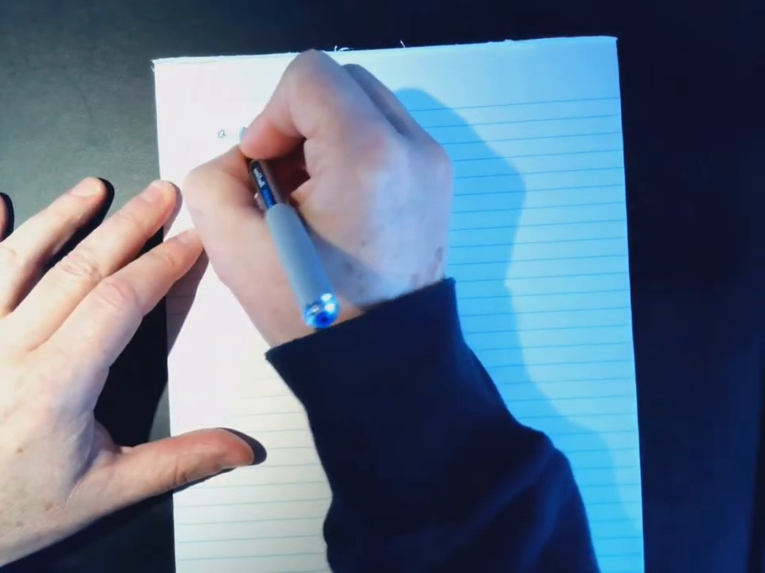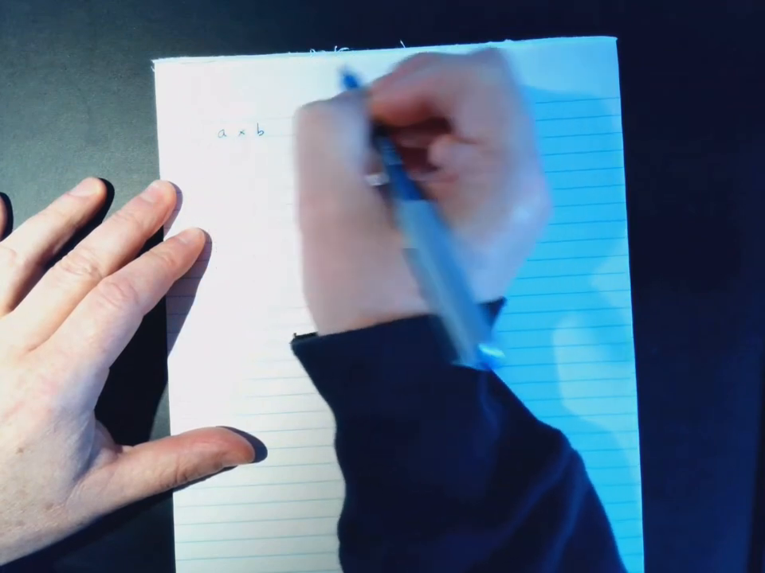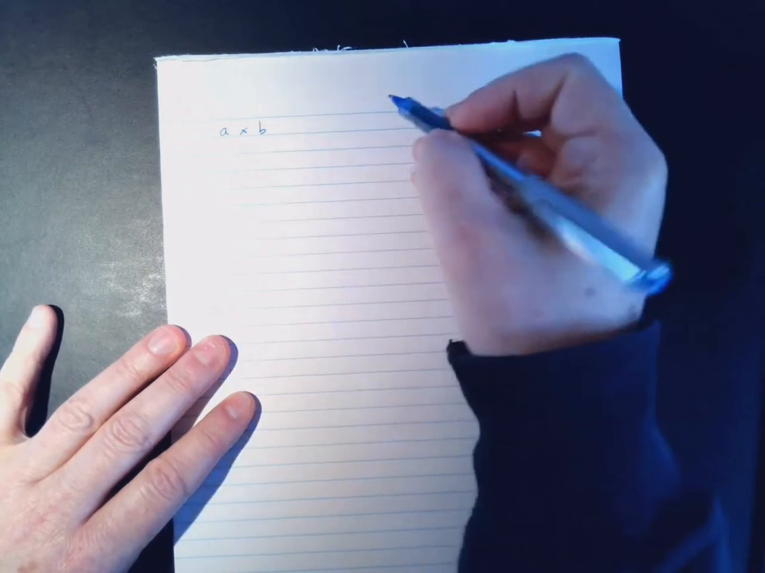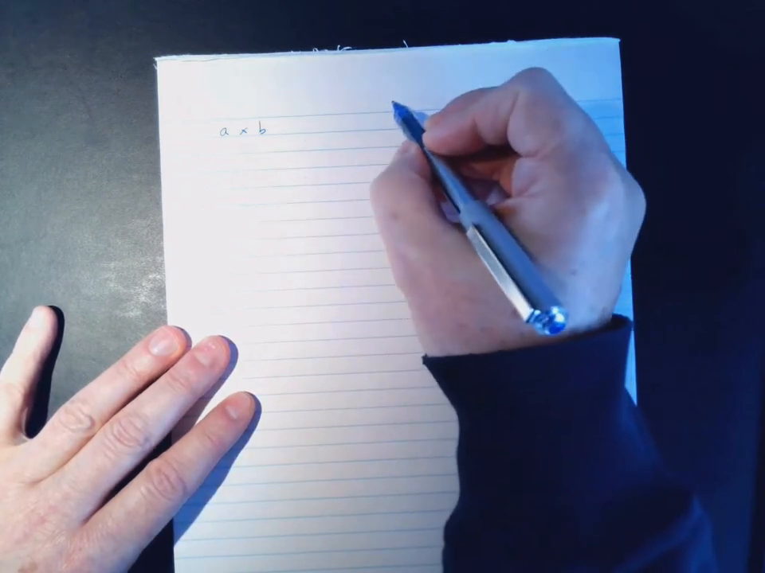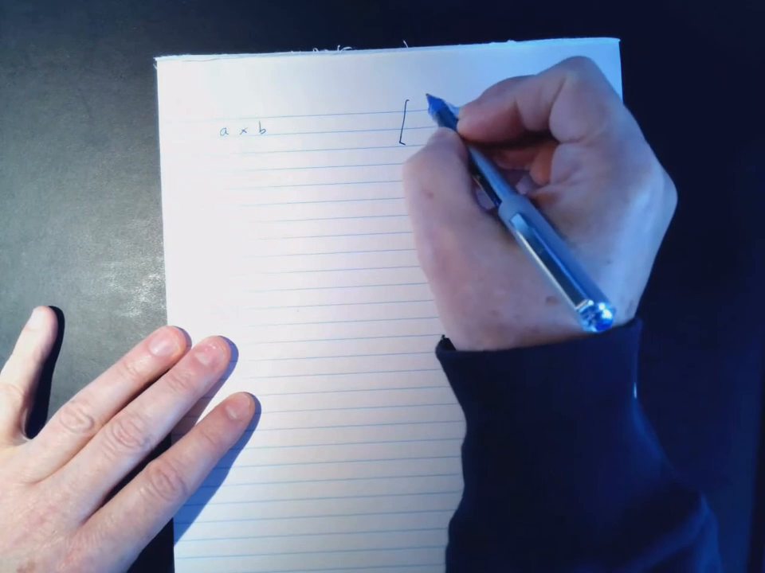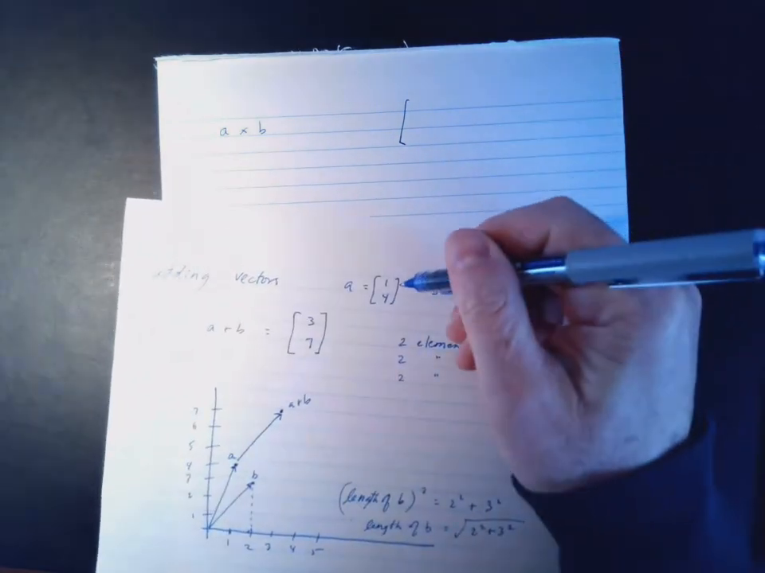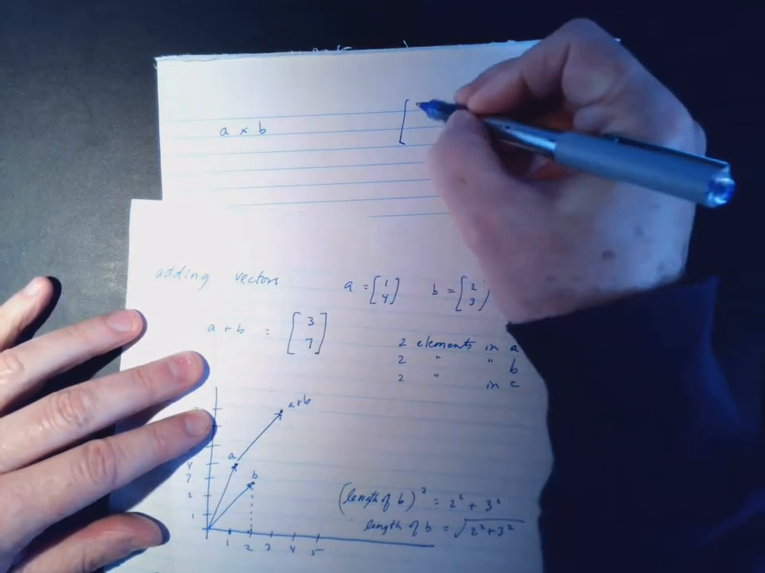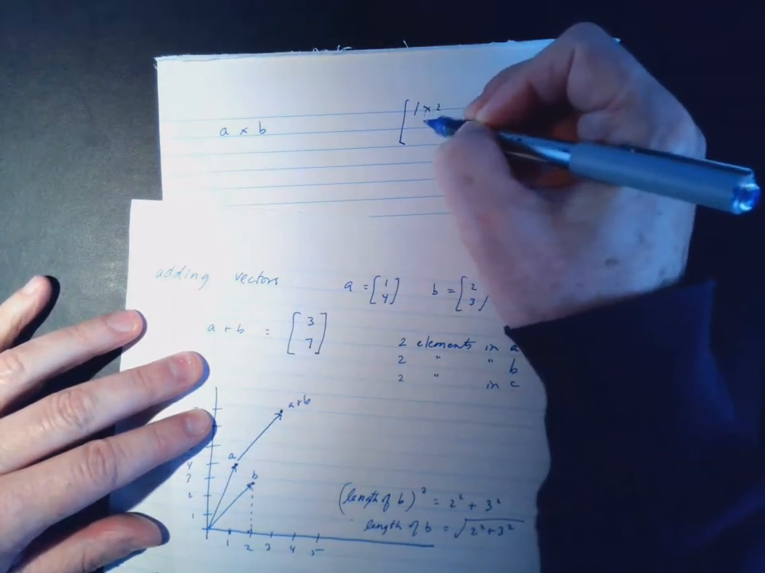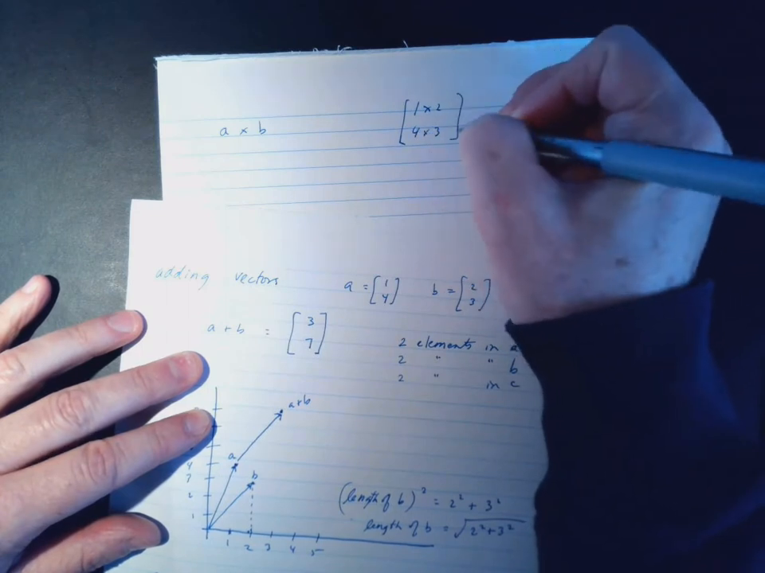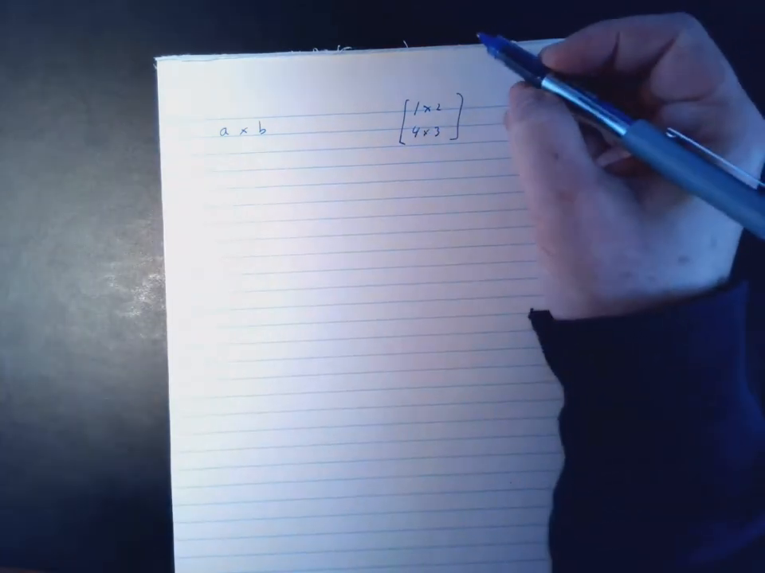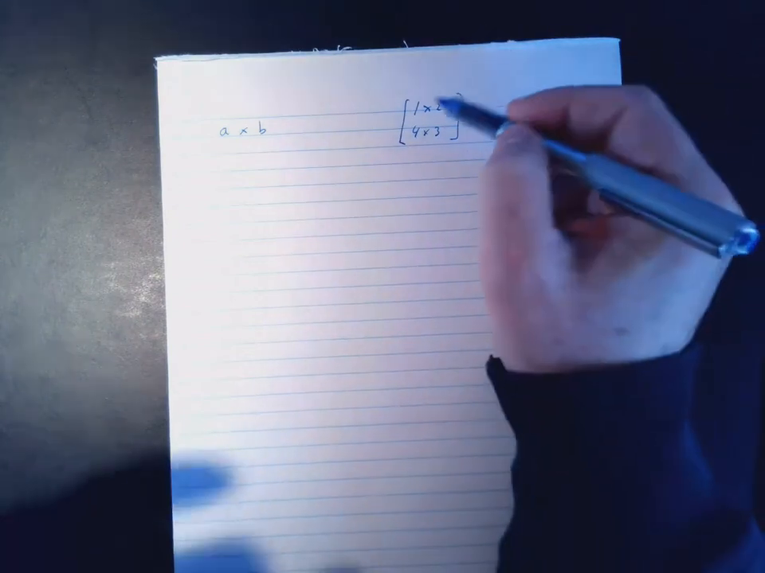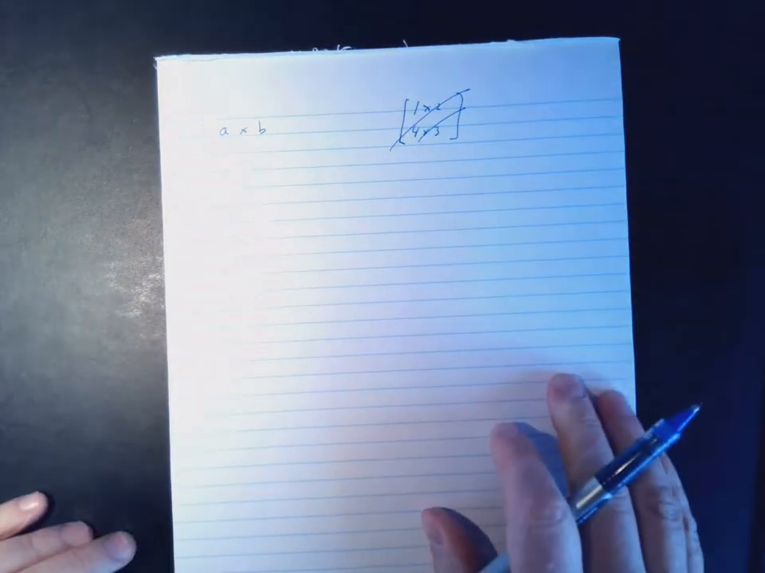What about multiplying the vectors? So what would it mean to have A times B? So you might think what would make sense would be, using our example, well, we have 1 and 4 in this one, and we have 2 and 3 in this one. So you might want to do 1 times 2 and 4 times 3. That would certainly be a logical thing to do, but that's not actually how to do it.